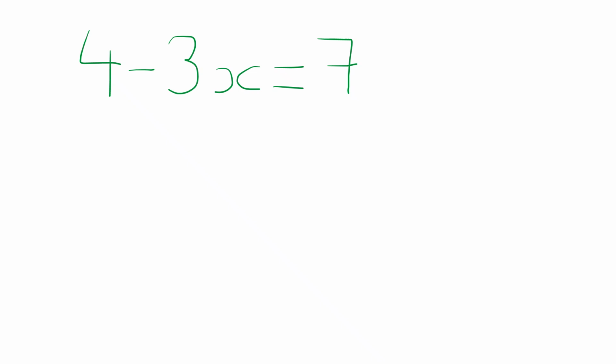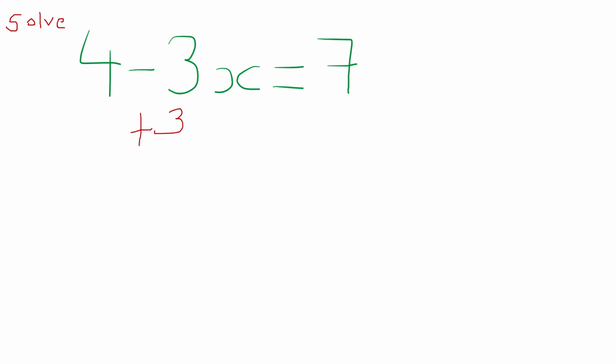Okay, folks, let's say I want to solve the equation 4 minus 3x is equal to 7. So, I want to get x on its own. Now, there's two different ways of tackling this. I'm going to make it so we've got a positive x.